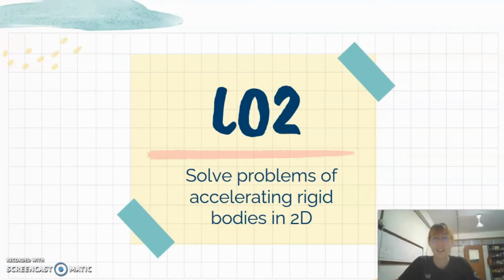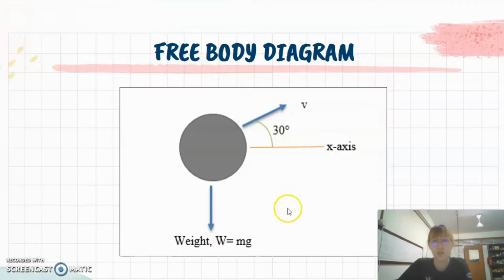Hi, I'm Ying. So now I'm going to explain LO2, which is solving problems of accelerating rigid bodies in 2D. So this is our free body diagram, and we can see that the weight is acting downward due to the gravitational force, and then the releasing velocity is at 30 degrees above the x-axis.